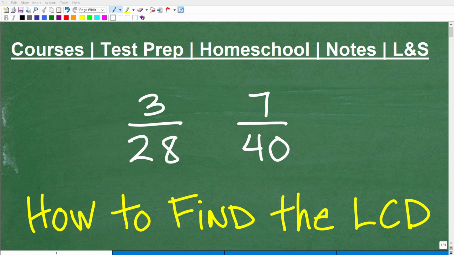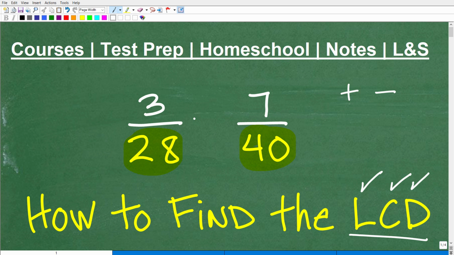Okay, let's talk about the LCD. The LCD stands for the lowest common denominator. And when we're talking about fractions, these bottom numbers down here are called the denominators, okay? When you're adding and subtracting fractions, the denominators must be the same, and oftentimes they are not.